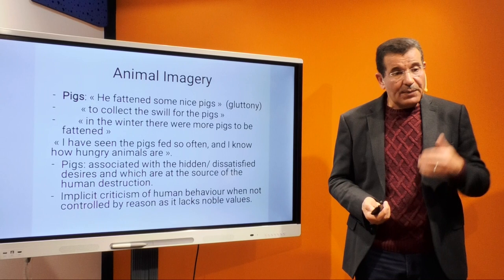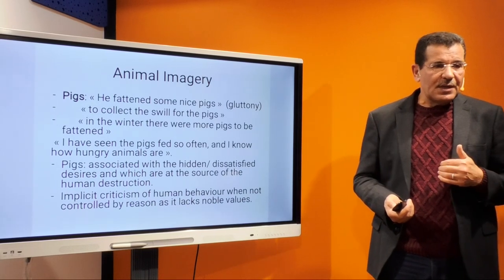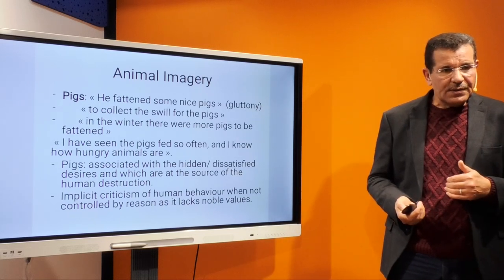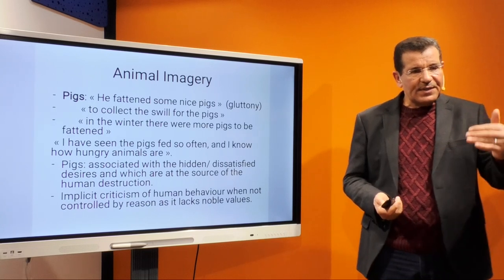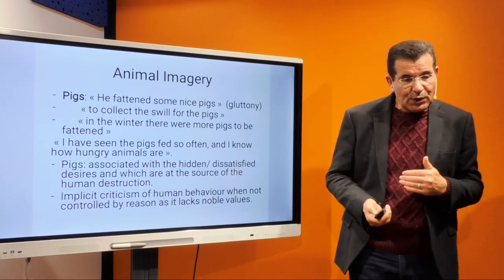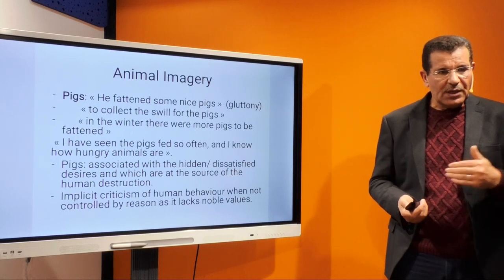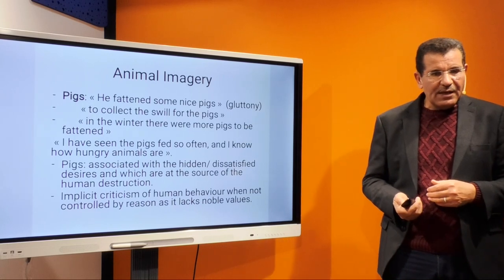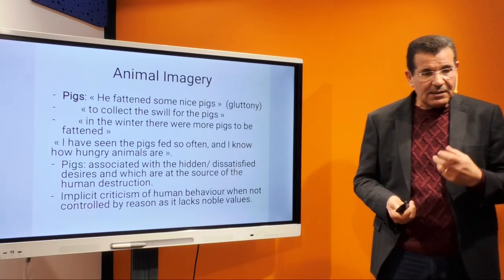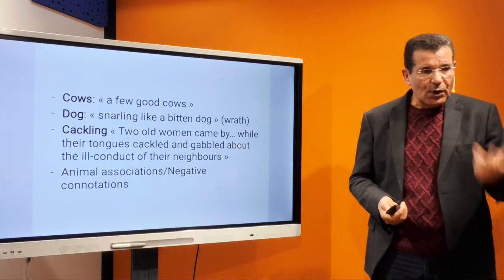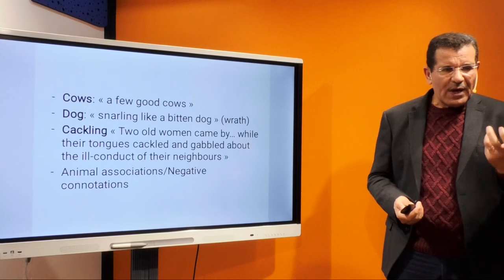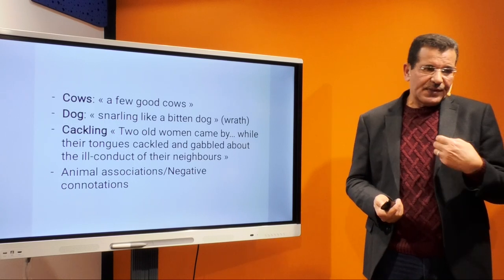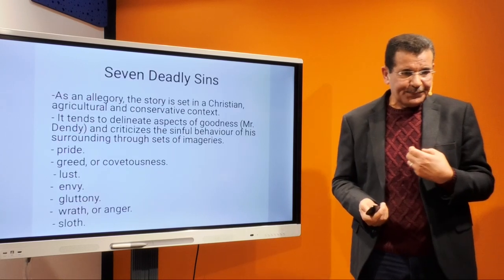Animal imagery as well: pigs, frequently repeated. Mr. Dandy fattened some nice pigs, a reference to gluttony. "Collectors will for the pigs. We were more pigs to be fattened. I have seen pigs fed often." Pigs are associated with hidden dissatisfied desires, which are at the source of human destruction. There is a certain implicit criticism of human behavior when not controlled by reason, as it lacks noble values. Cows, dogs, "nearly like a dog, cackling to women." So we have animal associations reflecting the negative connotation, criticism of some wrong human behavior.